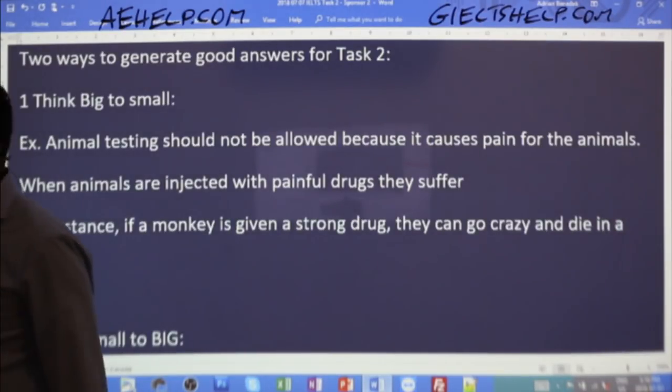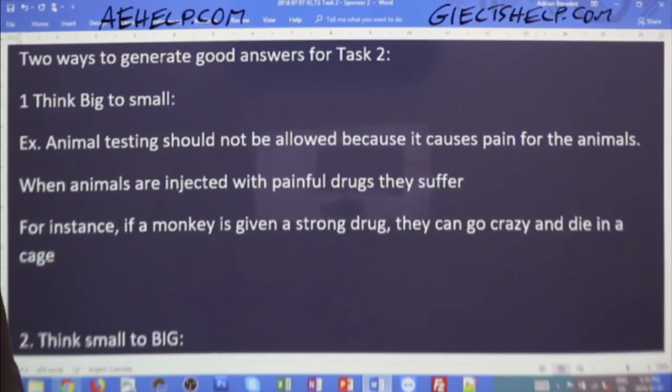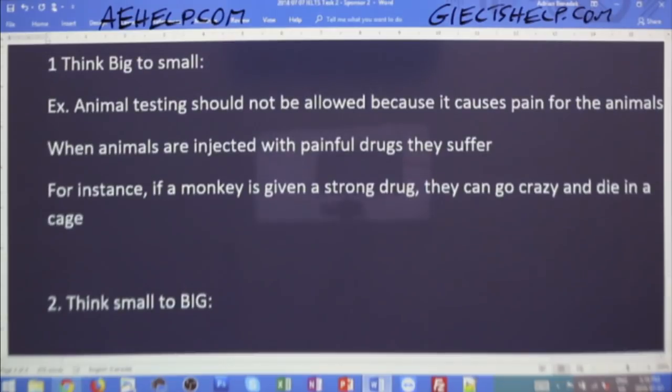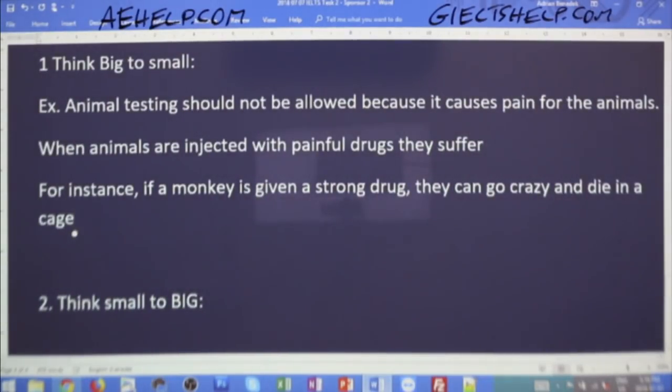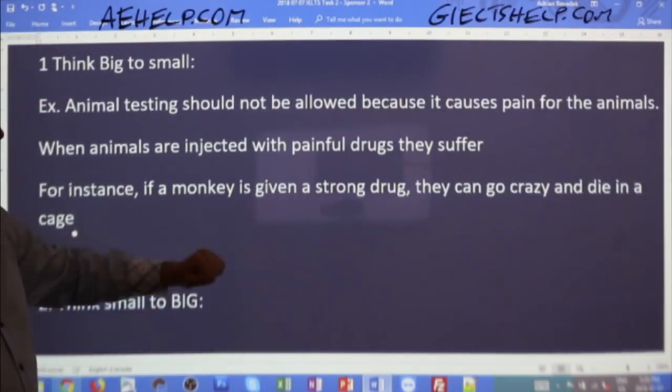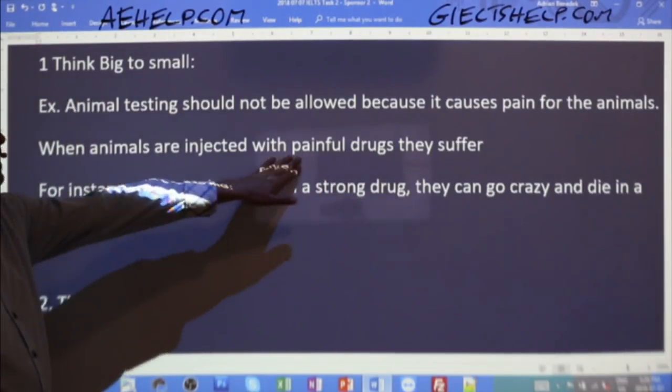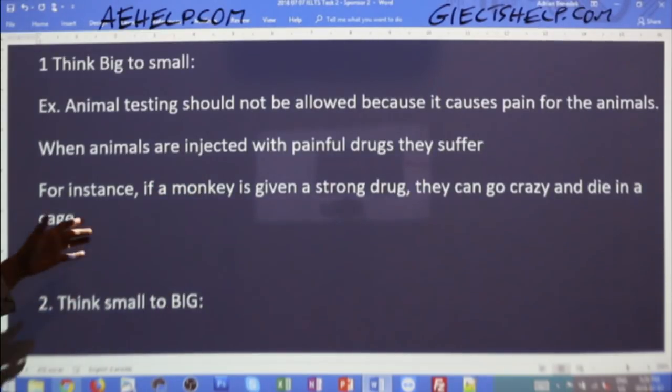Okay? So this is an example, girls and guys, of thinking from big to small, and this is what usually students do when they're coming up with ideas for task 2 or for essays. They try to think of the big picture, so they go, okay, why is animal testing wrong? Well, because the animals suffer, it causes them pain, they don't know what's happening to them. All right, so how does that happen? Well, a scientist injects the animal with something that causes them to suffer or cuts them open to see what's going on inside. Okay, what's an example of that?